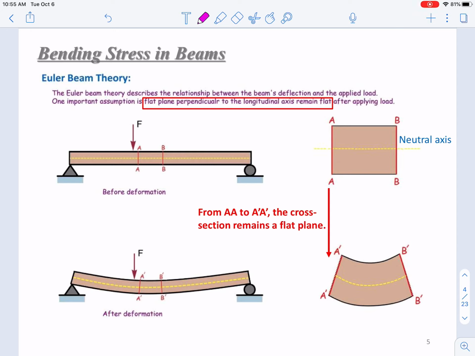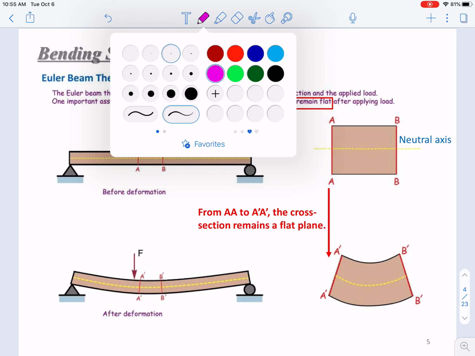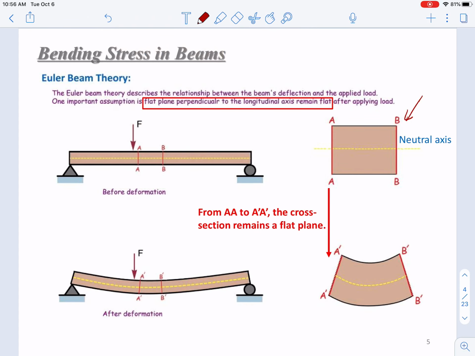We have a simply supported beam as shown here, and it's loaded by a random concentrated load F. Let's look at a section of the beam, AA BB. As shown here, we cut this out from this loaded beam. This is the beam section.